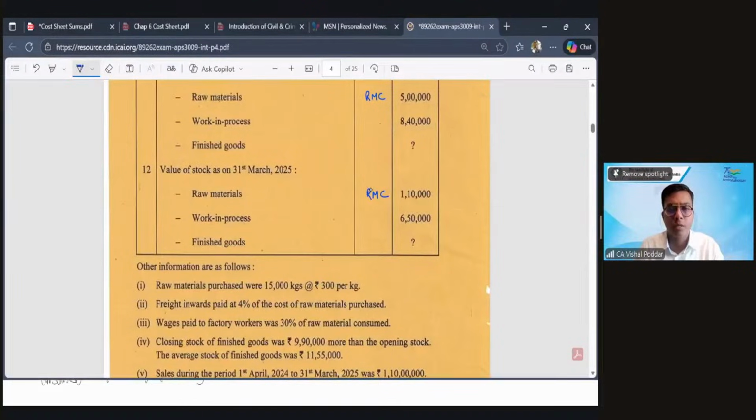Raw material purchases are this. How much does it come to? 15, 15 threes are 45. So it comes to, I think, 45 lakhs, correct? Yes, sir. Plus you have to add 4% of cost of raw material purchase. So plus you'll have to add 4% towards freight inwards.